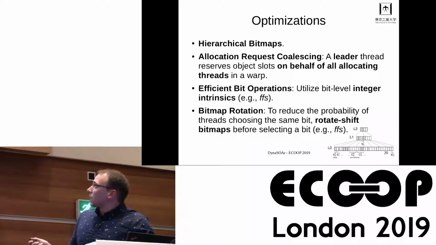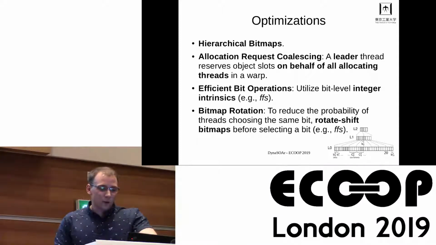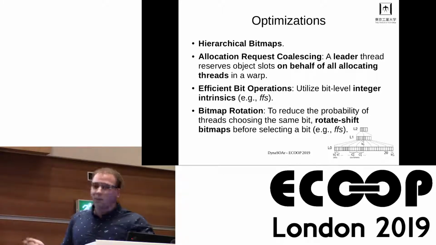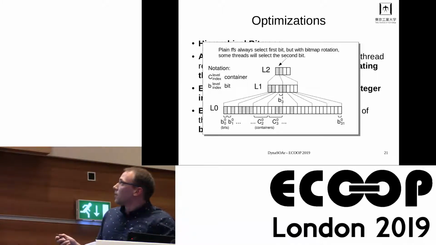Another one, we have a bunch of efficient bit operations such as FFS, which gives us the index of the first bit that is set to 1. This is an operation we use a lot, and it compiles to very efficient PTX code. Because of that, interestingly, this operation always selects the first bit that is set to 1. So if we have 2 allocating threads, they might, for example, in this top-down traversal, always select the first bit that is set to 1.